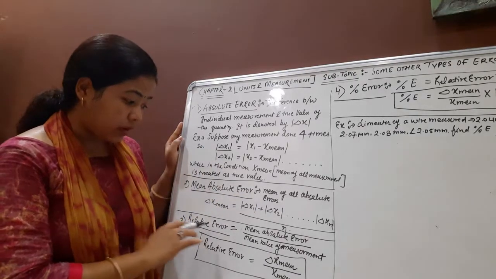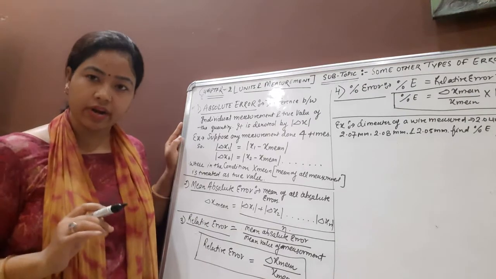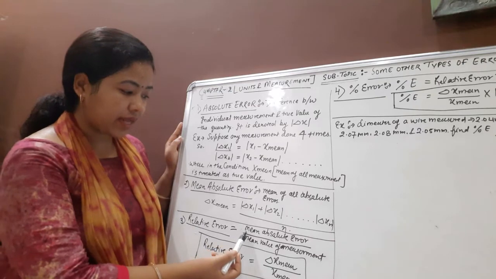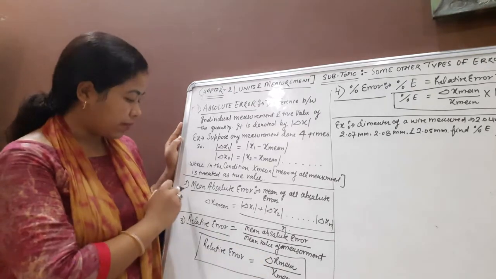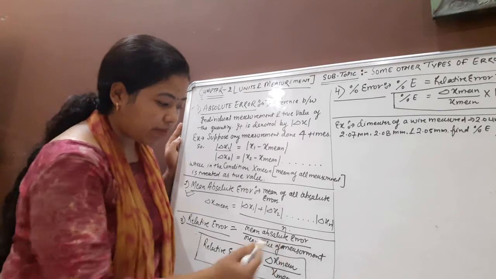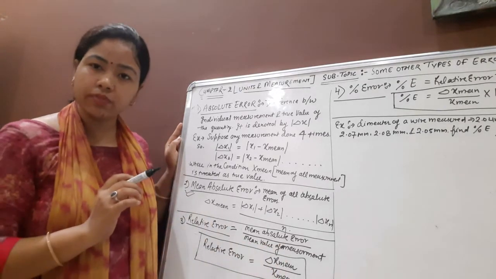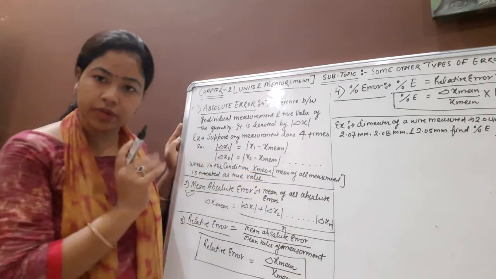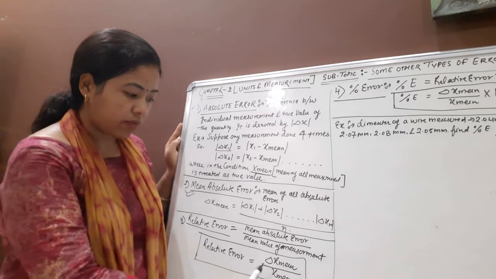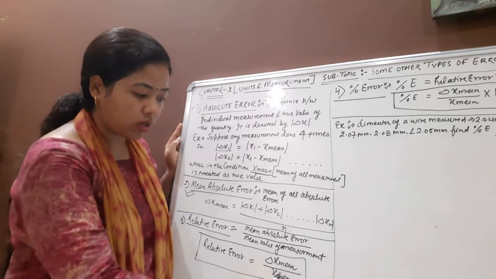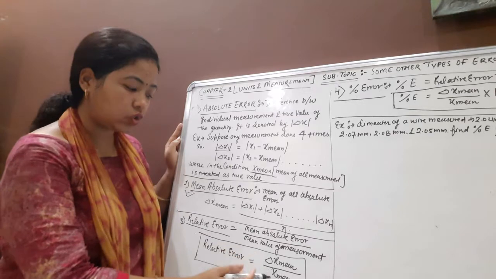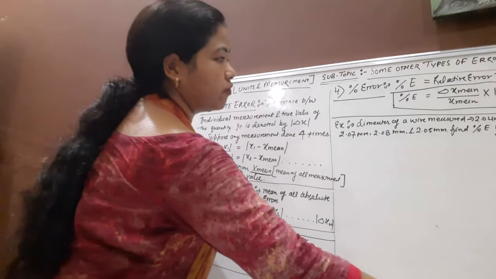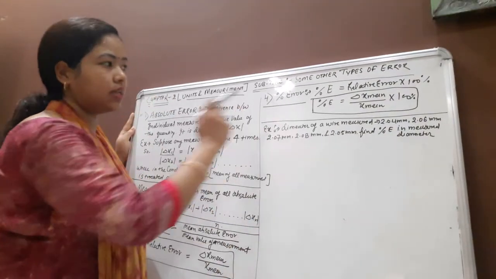Next, the relative error. Relative error is a combination of the above 2 errors. Relative error is defined as the ratio of the mean absolute error, that means the second type of error, divided by the mean of all measurements, that means the mean of all observations, x mean, right? So we can write it as the formula delta x mean upon x mean. The ratio of these two values will give you the value of the relative error, right?